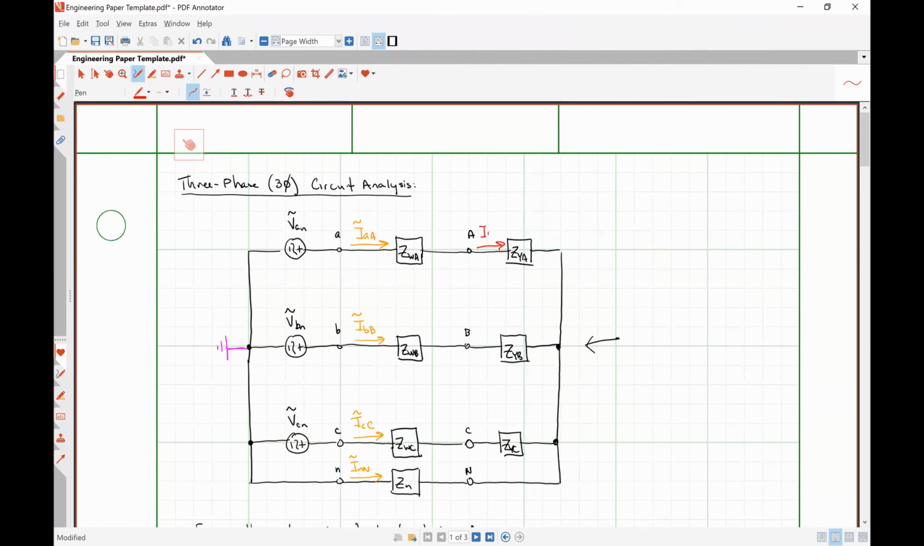So IAN, capital N. What's the relationship between the line current, I lowercase a, capital A, and the phase current, I, capital A, capital N? They're the same, it's exact same. Yeah. And we could do the same here, IBN and ICN.